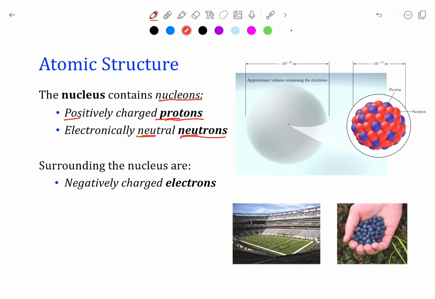So to show a little bit of this comparison of how big a nucleus is in comparison to the entire atom, it's like taking a blueberry and putting it in the middle of a football stadium. Okay, so in comparison, the nucleus is the blueberry and the football stadium is everywhere that the electrons could be floating around in that atom. So in comparison, it's a very large area to how small the nucleus is.